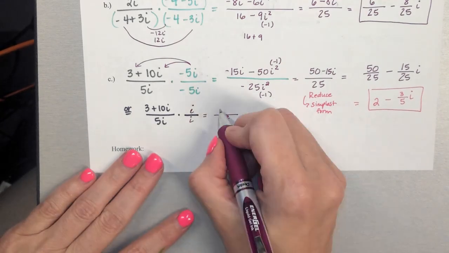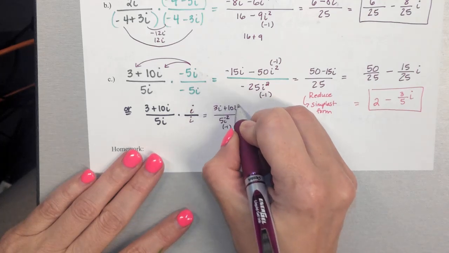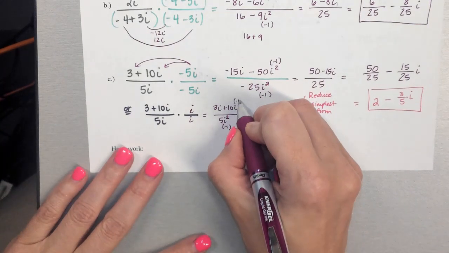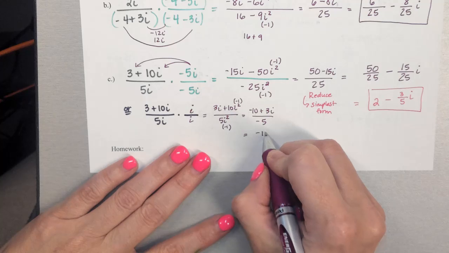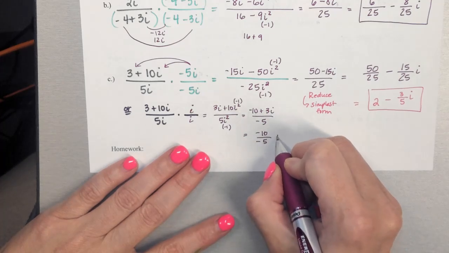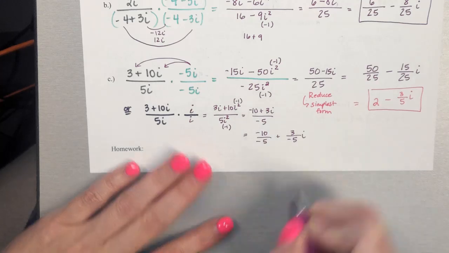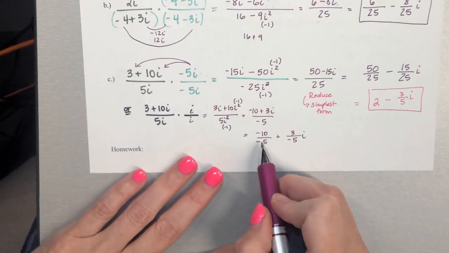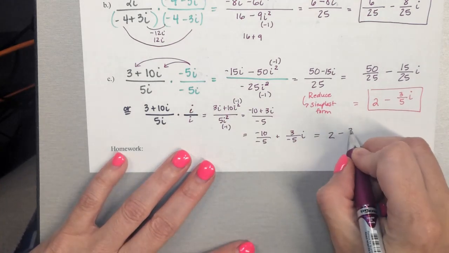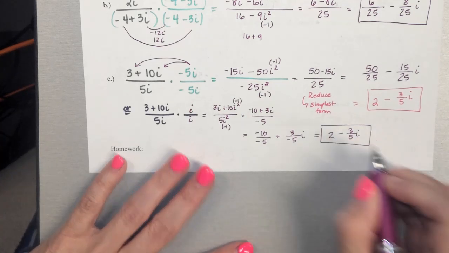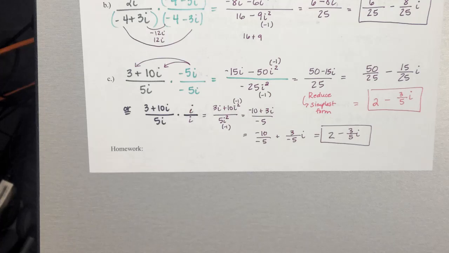And then on the top, you would have 3i plus 10i squared. So that would be negative 10 plus 3i. Again, you would just have to reduce. I'm going to put 3 over negative 5, and then I'm going to rewrite it. Negative divided by a negative is a positive, and if this is negative, just make this a minus here, and you get the same thing. So that's another option. This is called a monomial because it's one term. These are called binomials because they are two terms.